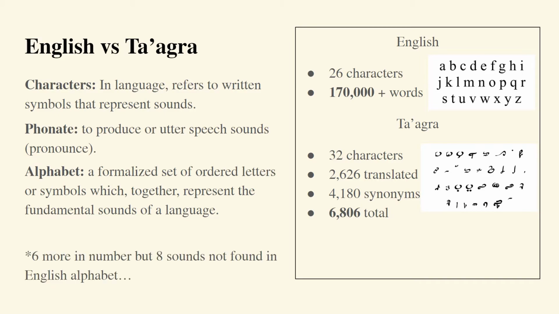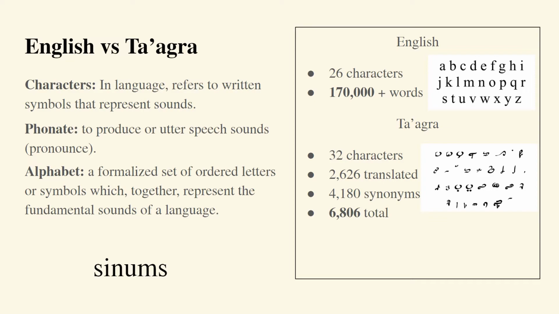Here are some quick statistics up here on the screen, right? English has 26 characters with over 170,000 words that we can create. That's pretty groovy. Diacritics, on the other hand, has 32 characters, and these next numbers are from the Diacritics Project website themselves, and I'll include the link in the description. They've translated over 2,000 words, 4,000 synonyms, for a whopping total of 6,806 total words to translate. That's a lot. I mean, it's not as much as English, but still, right?